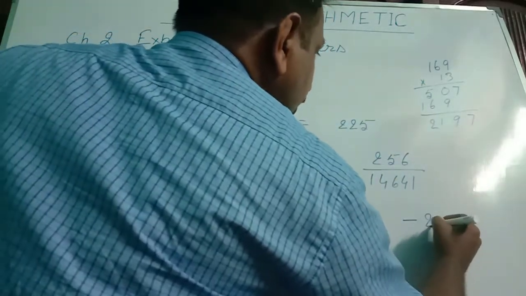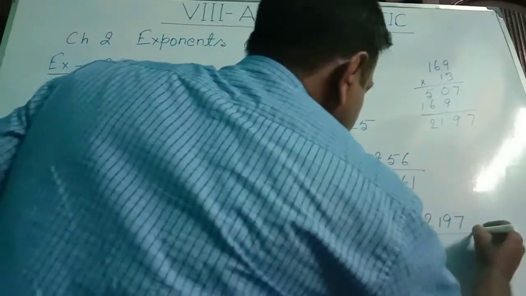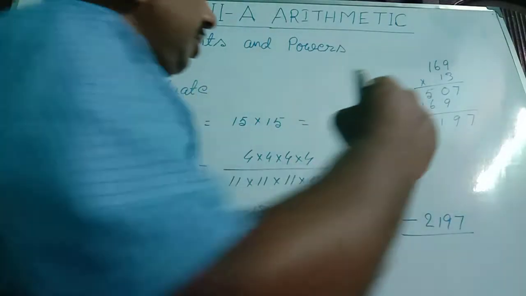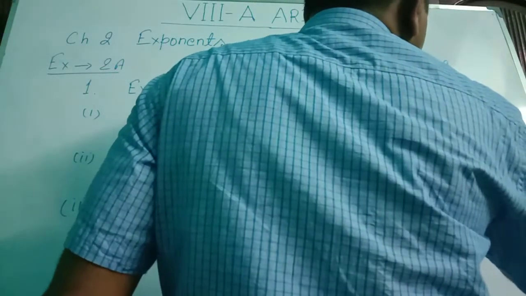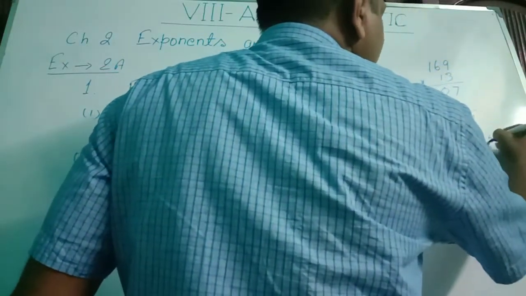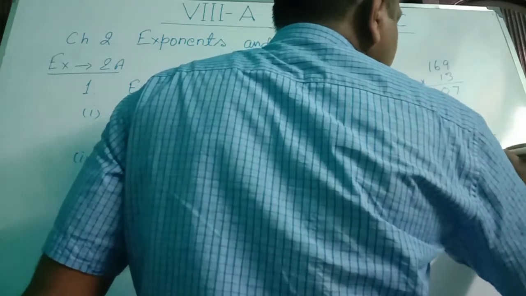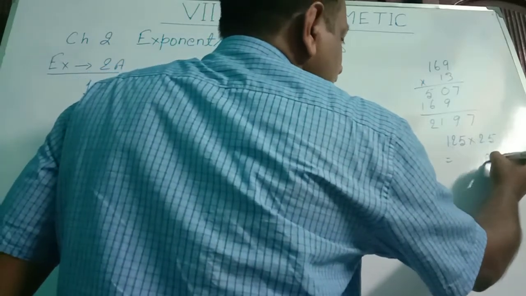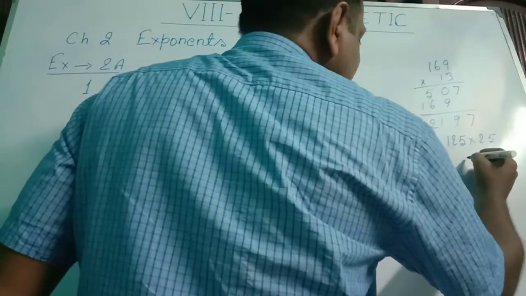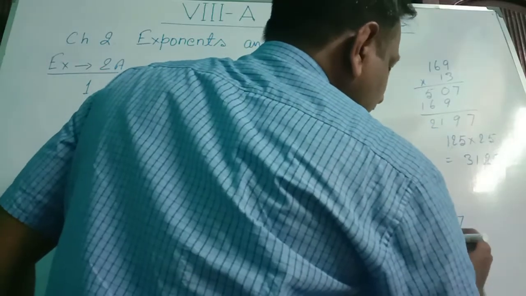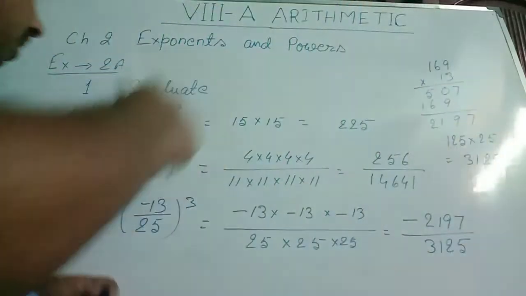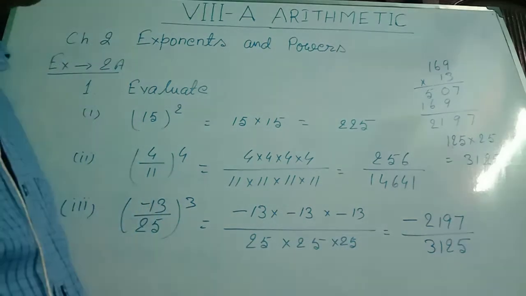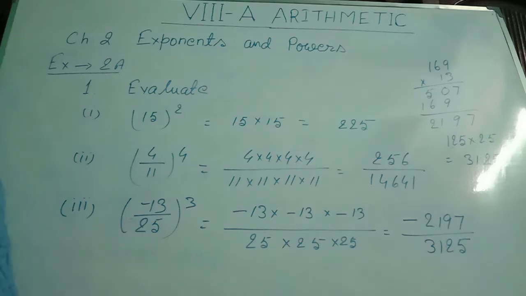This became 2197 by, if we multiply 25 3 times, we get 125 into 25. 125 into 25 is equal to 25 5s are 125, in hand 12, 25 2s are 50 and 12 62, in hand 6, 25 1s are 25 and 6 31. 3125. Minus 13 by 25 whole cube equal to minus 2197 by 3125.